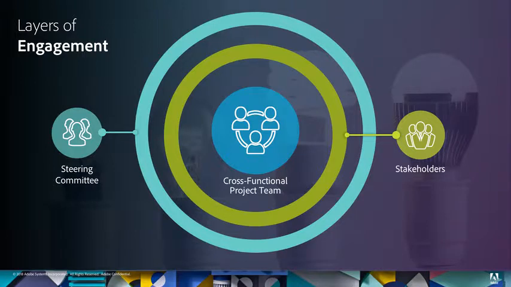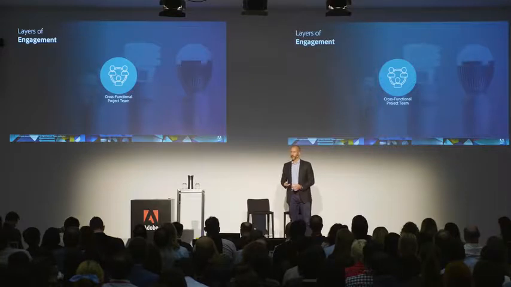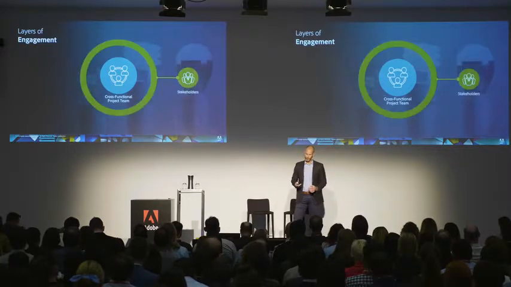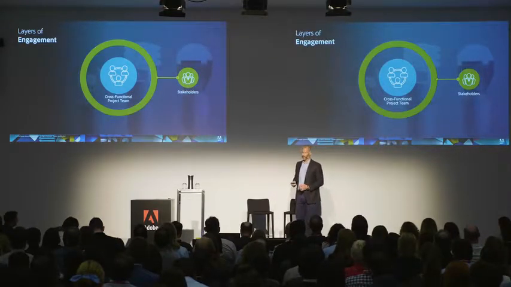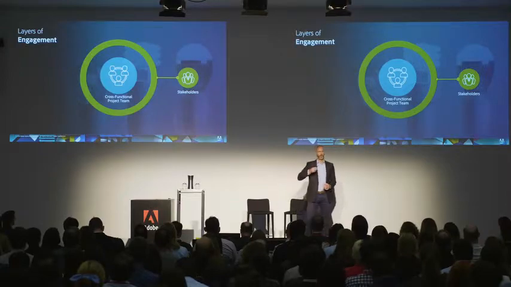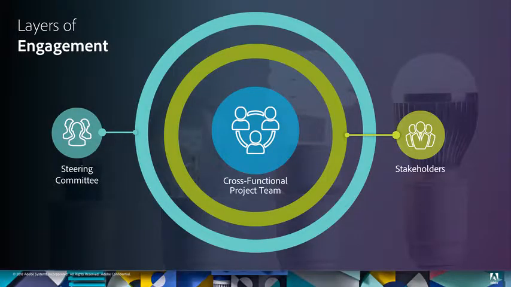When it comes to the cross-functional project team, typically the stakeholders in that team are the people most impacted by the use cases that you're trying to solve for, whether that's personalization team members, media team, CRM, and so on. Then there's the stakeholders that sit around them. So these would be individuals who are involved, maybe not on a day-to-day basis, but check in on a regular basis. And then you have a steering committee, which is generally executive sponsors.